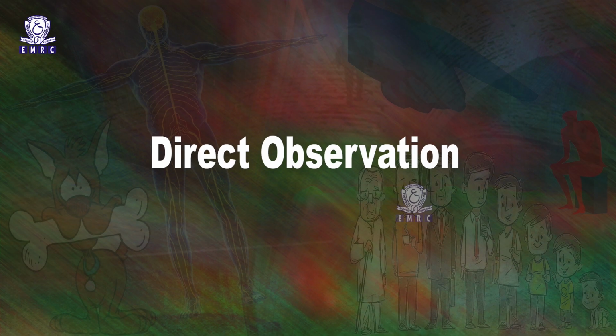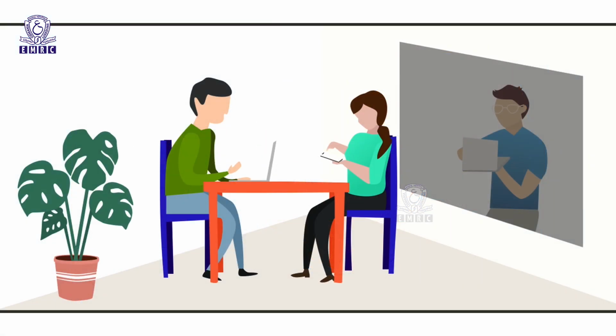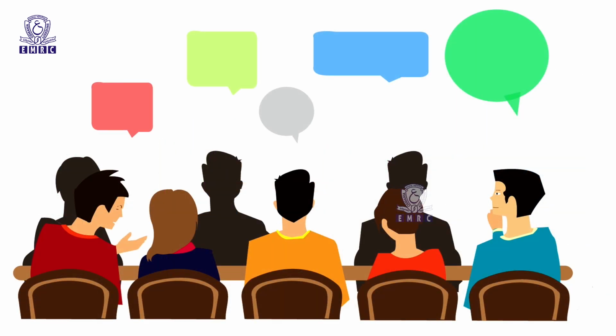Direct observation. A direct observation is one that can be made with the naked eye. To collect the information, the observer has two options. The observer may participate in the activities of the person being observed, called participant observation. Here, the observer becomes part of the group which he wants to observe.